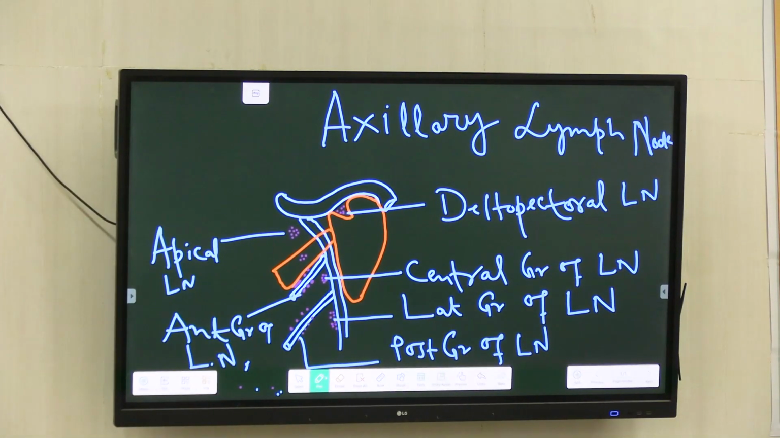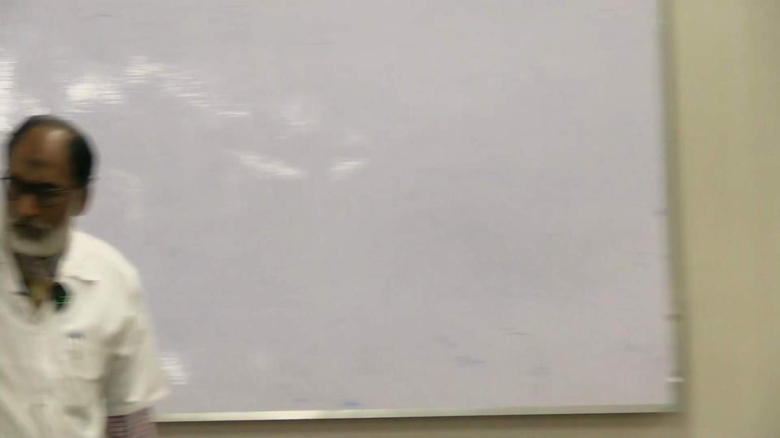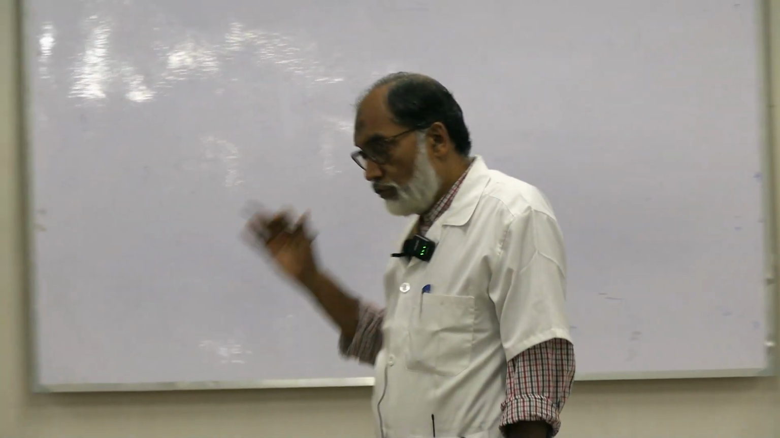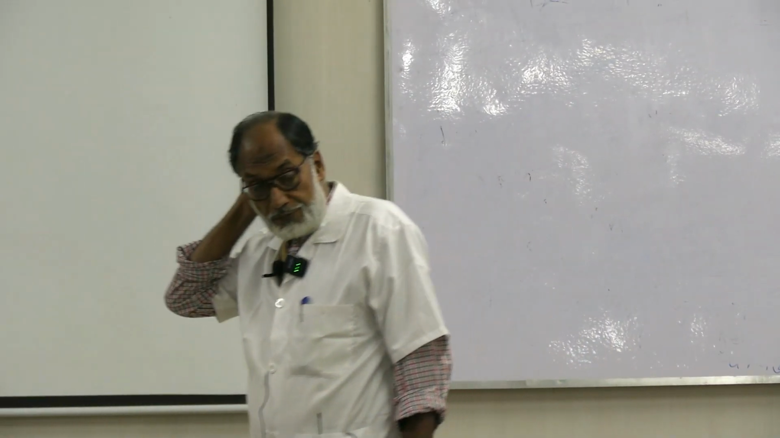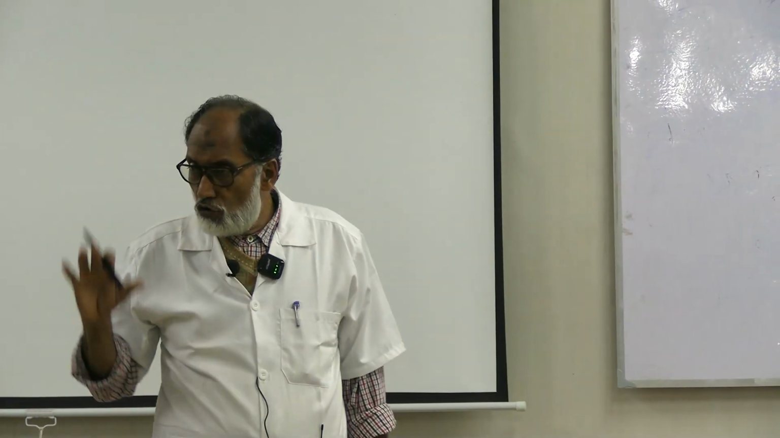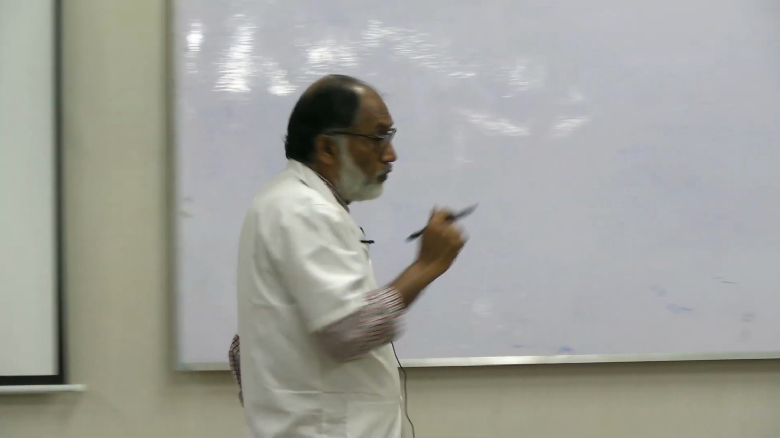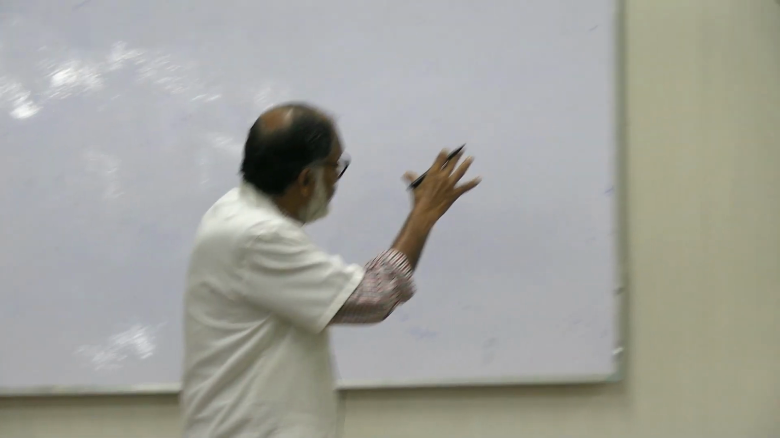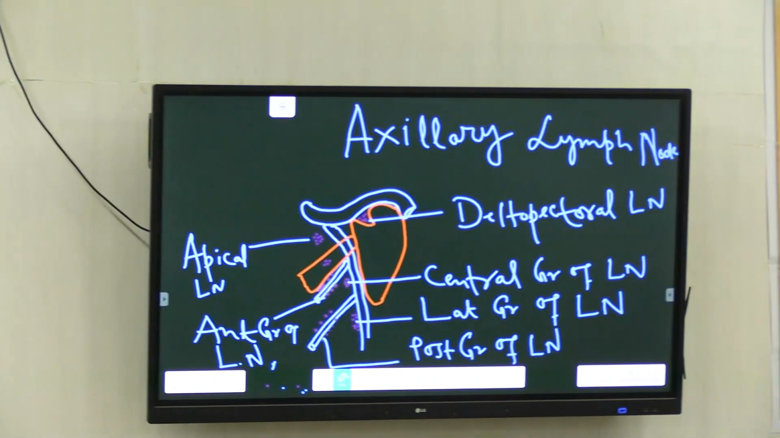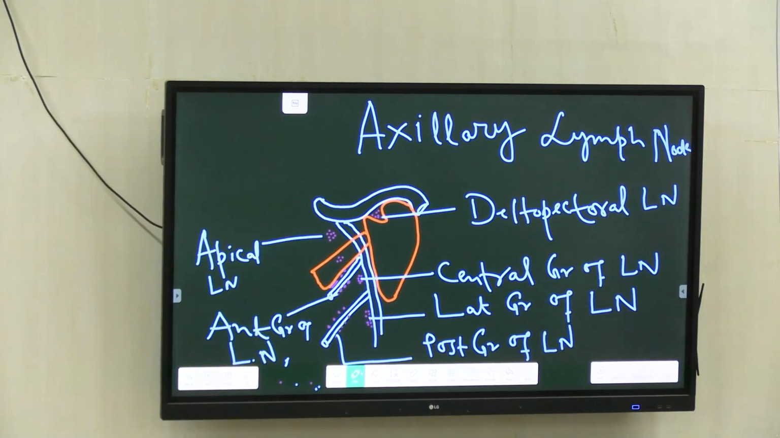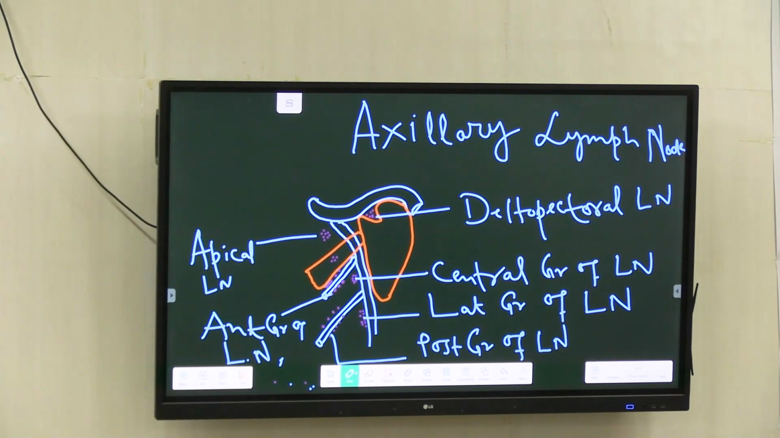I have already told you that breast carcinoma mainly spreads through lymphatics. So you must have sound knowledge about the lymphatic system of the breast. Now, axillary lymph nodes: you will get lymph nodes along the blood vessels, especially the veins. Here you see the lymph nodes; the axillary lymph node is divided into many groups.